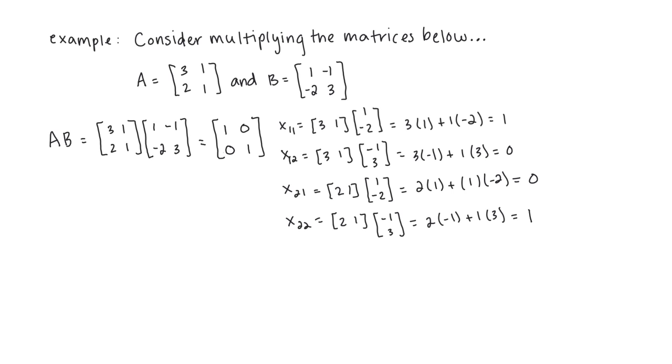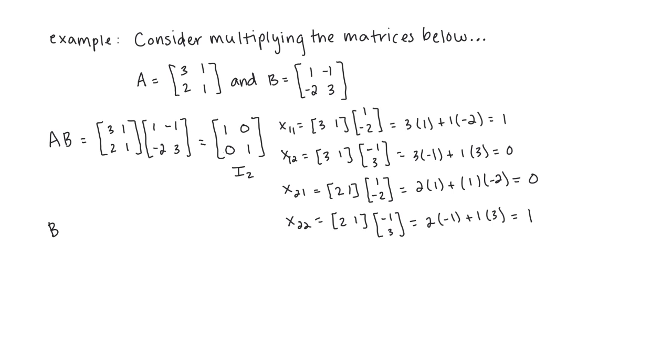What you notice is that when I multiply these two matrices, A and B, together, I end up with the 2 by 2 matrix that has 1s on the diagonal and 0s elsewhere. This is the identity matrix, the I2 identity matrix.